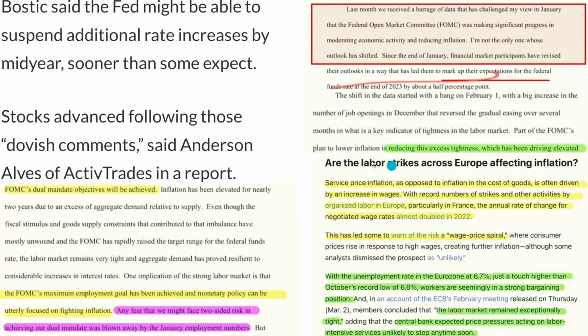And we have a little bit here talking about the labor strikes across Europe affecting inflation. Service price inflation, as opposed to inflation in the cost of goods, is often driven by an increase in wages, with a record number of strikes and other activities by organized labor in Europe, particularly in France. The annual rate of change for negotiated wage rates almost doubled in 2022. This has led some to warn of the risk of a wage price spiral, where consumer prices rise in response to high wages, creating further inflation, although some analysts dismiss the prospect as unlikely.